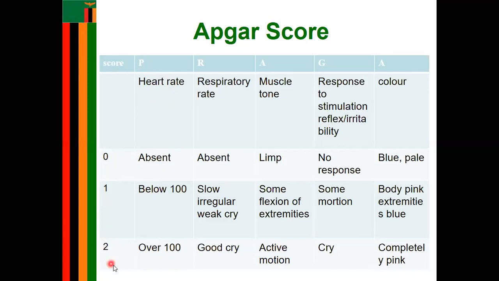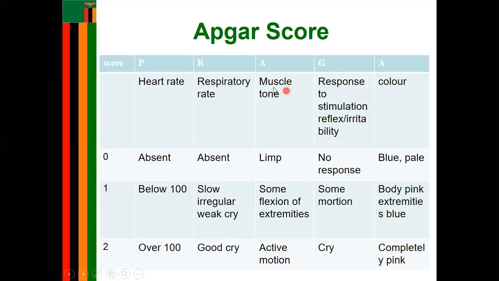Then when it comes to respiratory rate, again, when the respirations are absent, you're going to give a score of 0. If the respirations are irregular or weak, or if there's a weak cry, you're going to give a score of 1. If the baby cries immediately after being delivered, you'll give a score of 2.